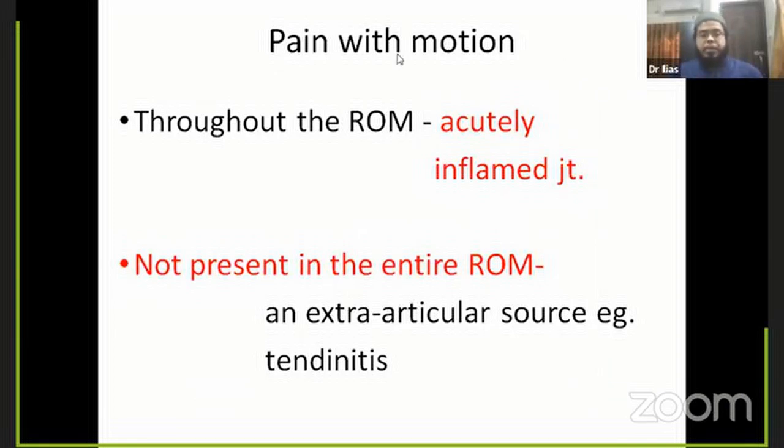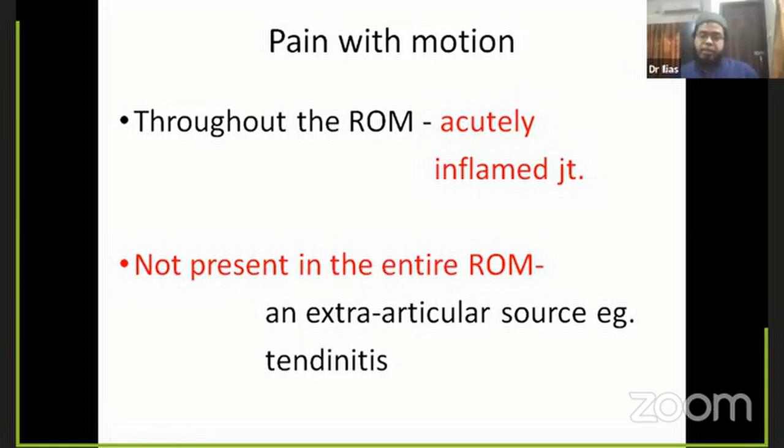And sometimes the patient will have the pain with the motion. If the pain is there throughout the whole range of motion, at that time we will think that the patient is having the acute inflamed joint. But if the pain is not there in the entire range of motion, but only at some specific degree of angulation, that will definitely be coming from the extraarticular sources, that is the tendinitis. Okay.